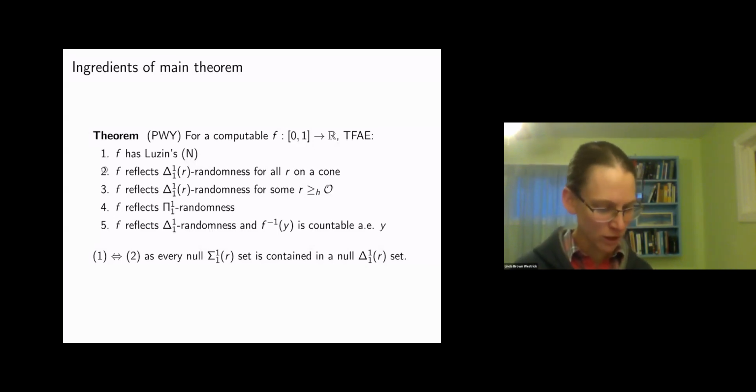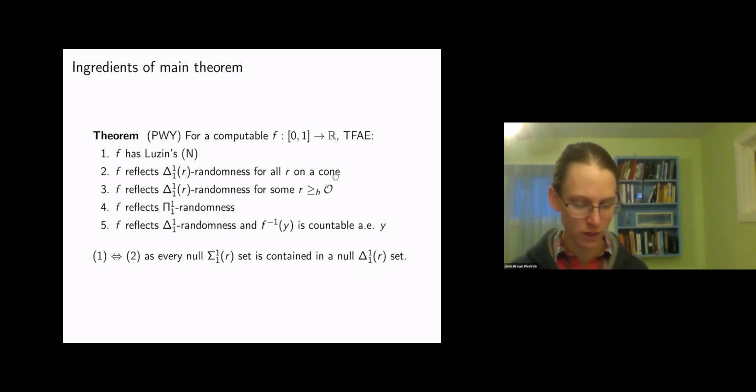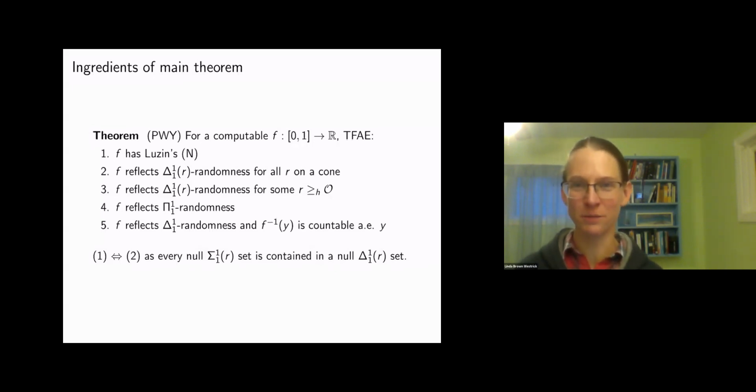Okay, so 1 if and only if 2 is just some kind of restatement, and 2 is the one that we'll think about when proving the other equivalences. And the direction from 2 implying 3, 4, and 5 is a direction that I will not show you, but I will say something about the other direction.